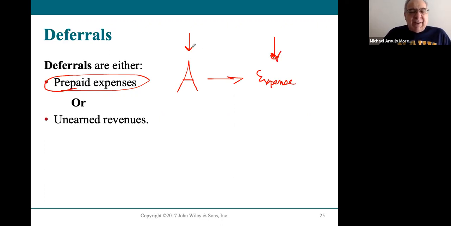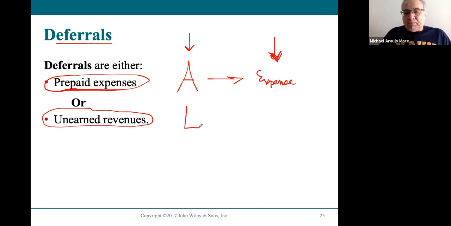So when you look at, for example, supplies, it begins as an asset, but after we use the supplies, we have a supplies expense. So prepaid expenses are simply assets that are used that turn into expenses. But of course, we have to use them first. So we have to wait to use them before they can be expensed. That's the deferred piece. Unearned revenue, you probably know this account is a liability account.